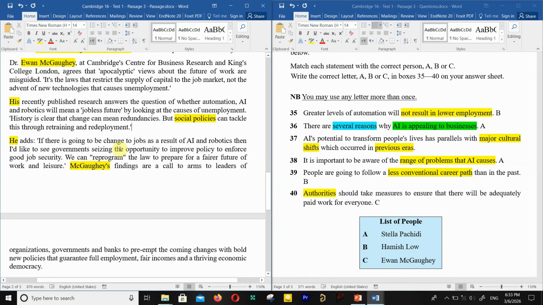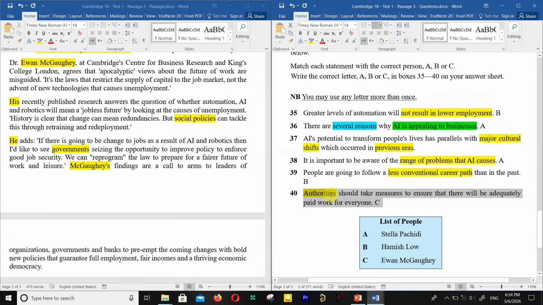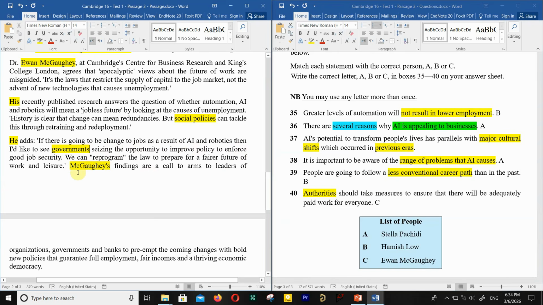If there is going to be change to jobs as a result of AI and robotics, then I'd like to see governments seizing the opportunity. You see, governments, again, it confirmed that this is authorities seizing the opportunity to improve policy. Again, this is exactly this 40 statements. We can reprogram the law to prepare for a fairer future of work and leisure.